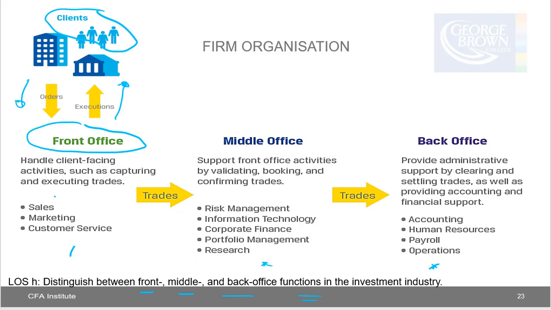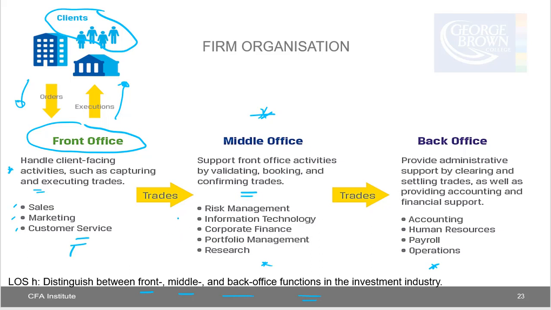Okay. So the front office handles the client-facing activities such as capturing and executing trades. So some of the departments would be the sales department, the marketing department, customer service department. Okay. Then with regards to processing trades, we see that the next level is the middle office. And the middle office supports the front office activities by validating, booking, and confirming trades.